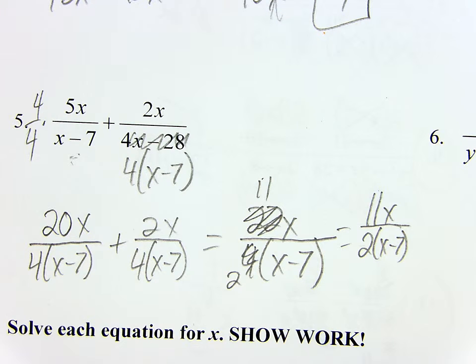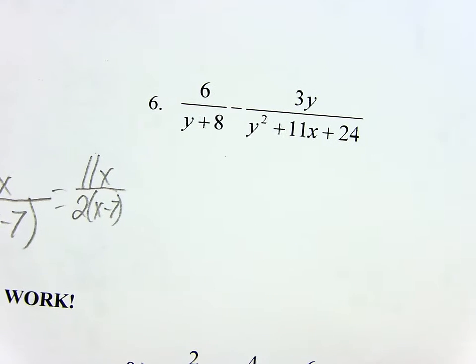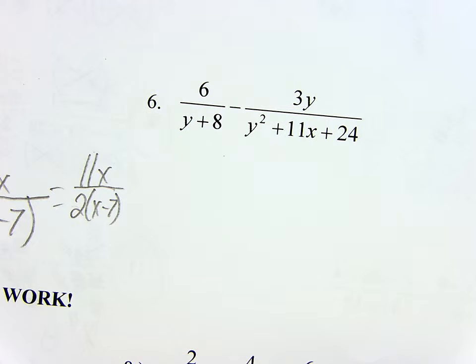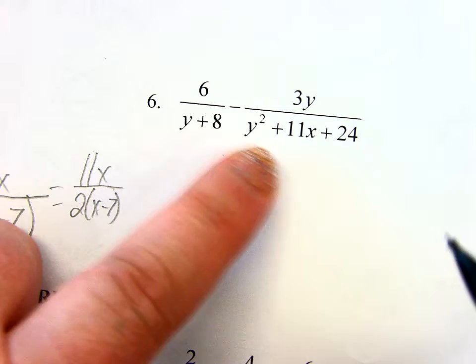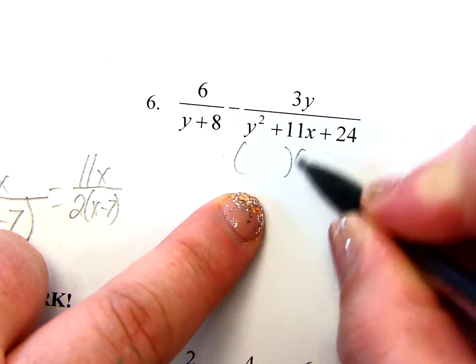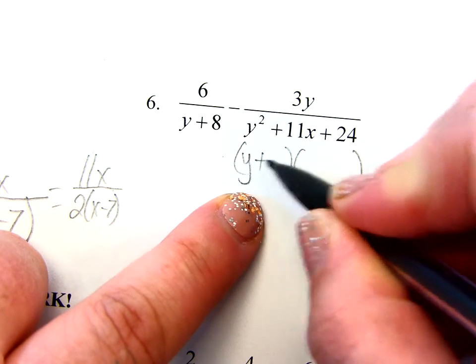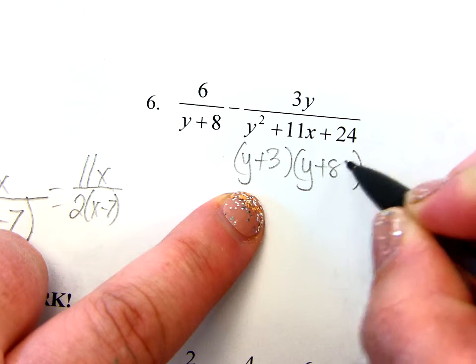So let's try number 6 before I give you some to try on your own. All right, so 6, a subtraction problem. I do have something to factor in the denominator, so let's do that. That one's going to stay, but factors of 24 that add to be 11, plus 3 and plus 8. You agree?